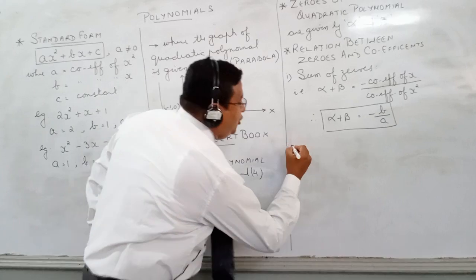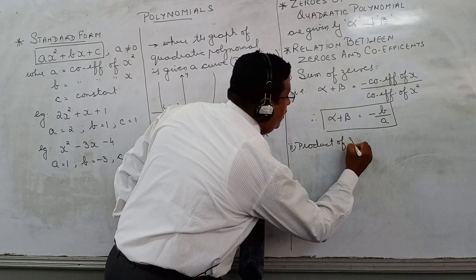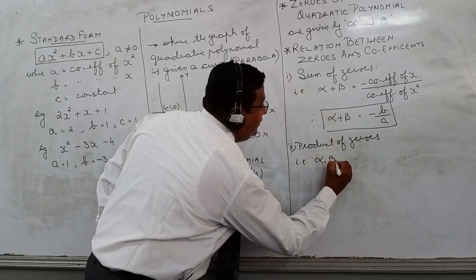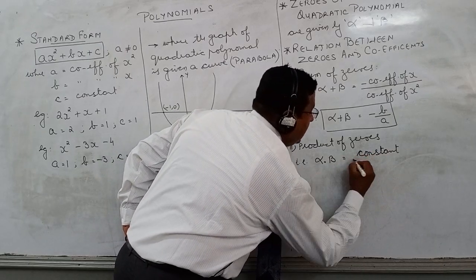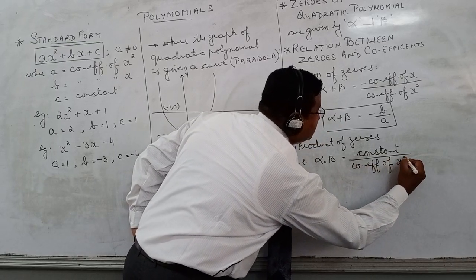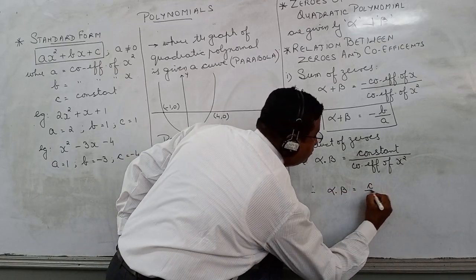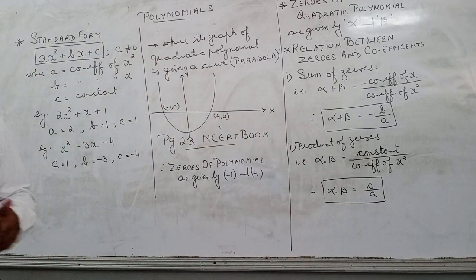Second relation, product of zeros. Product of zeros, that is, we can say alpha into beta is equals to constant upon coefficient of x square. Therefore, we can say that alpha into beta is equals to c upon a. This is the relation between the zeros and the coefficients.